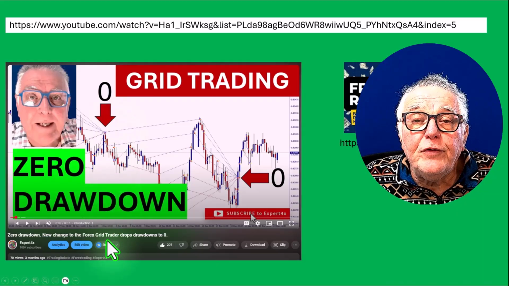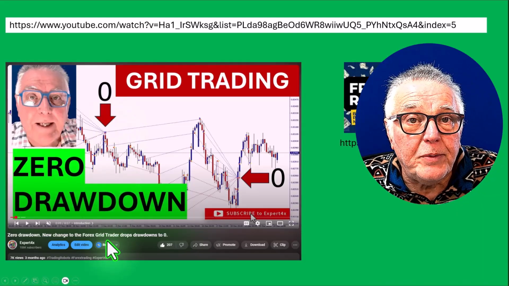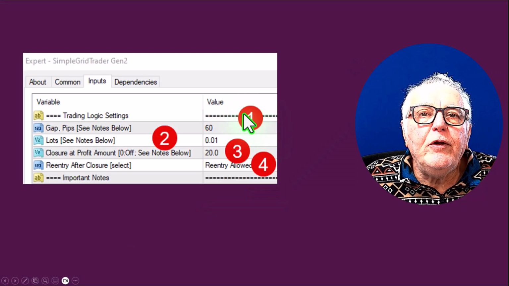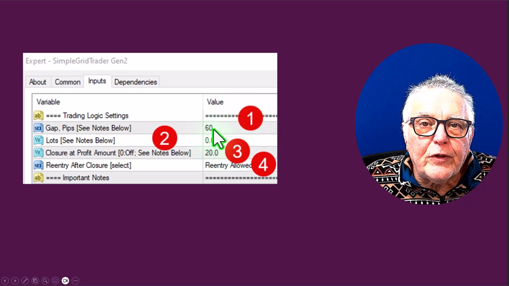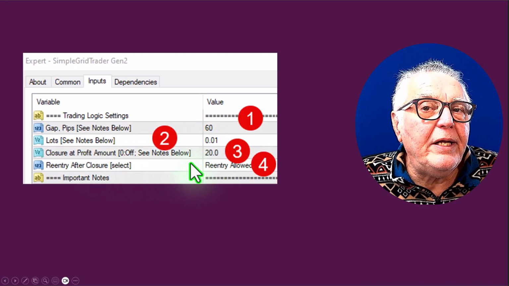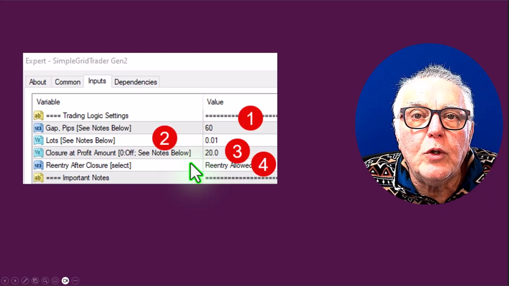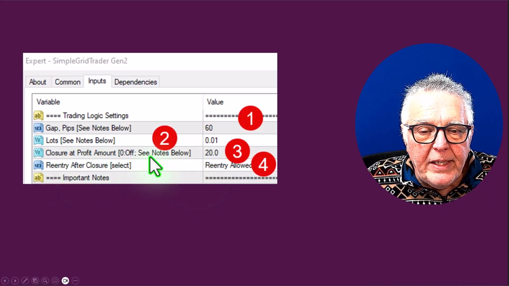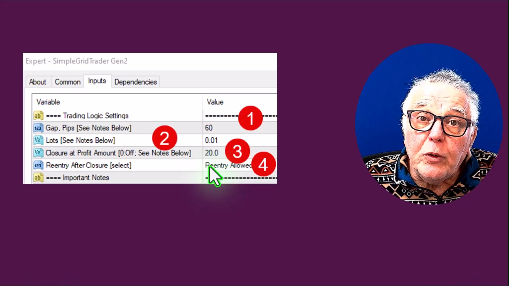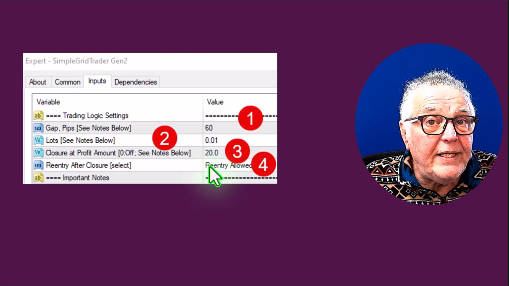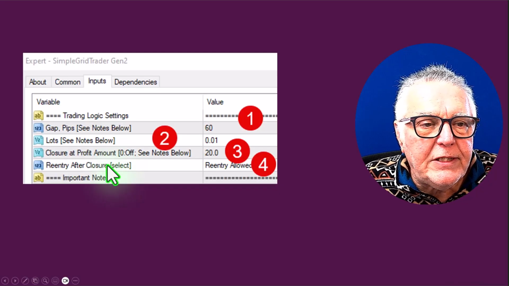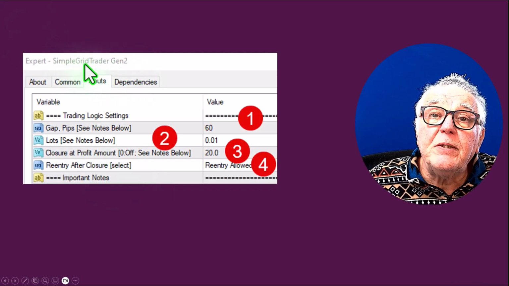And we call this version of the grid generation 2, because it's one step up from the simple free version. And here you can see the settings. It still has the grid size, it still has the lot sizing, but here it says how much money do you want to make when you close all the trades at the same time, and you can put a number in there. And it also then asks you, once all the deals have been closed, do you want to continue trading a completely new grid, or do you want to rest and wait? So also very, very simple. This is generation 2 of the simple grid trader.